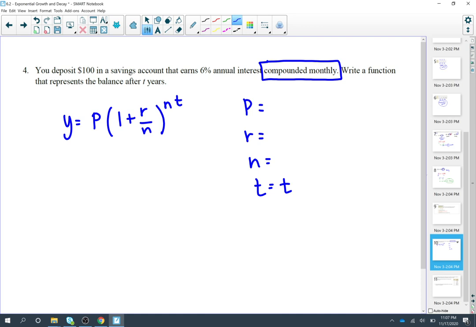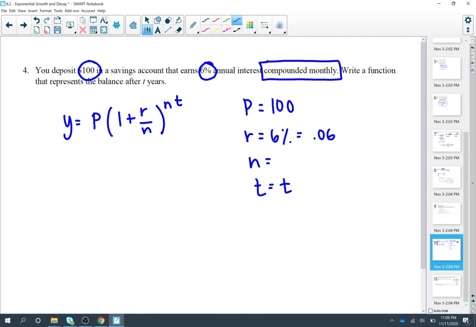P is your principal amount. It's the amount of money you're going to put into this savings account when you start saving money, and they told you you're going to put in $100. Now, r is your interest. How much interest is the bank going to pay you for putting your money in their account? Well, they're going to pay you 6%. But it says it has to be written as a decimal, so divide that by 100, and really we're going to use 0.06.